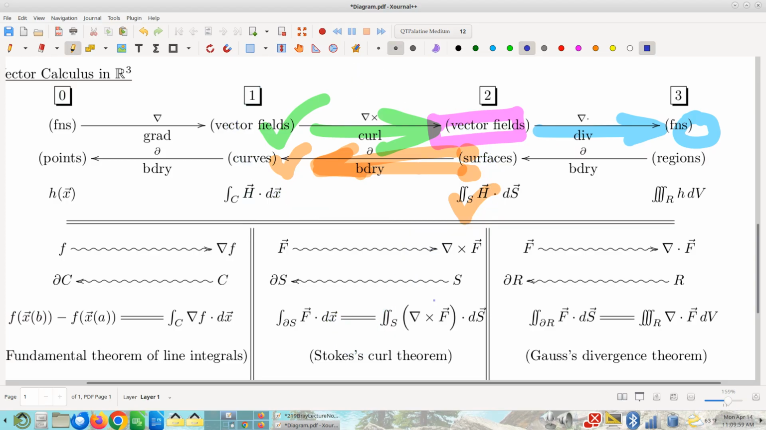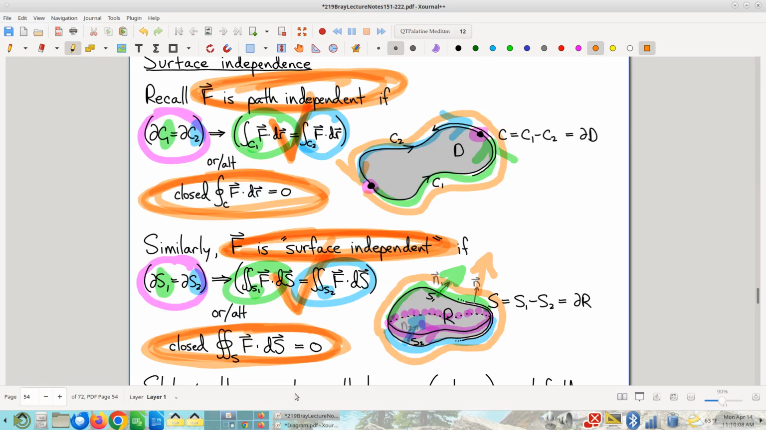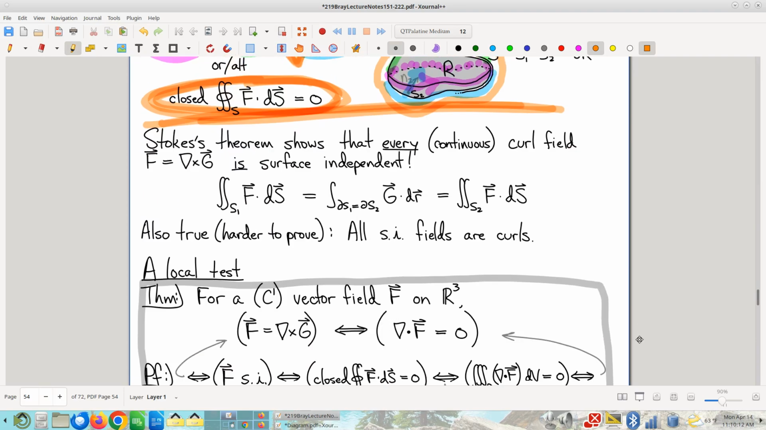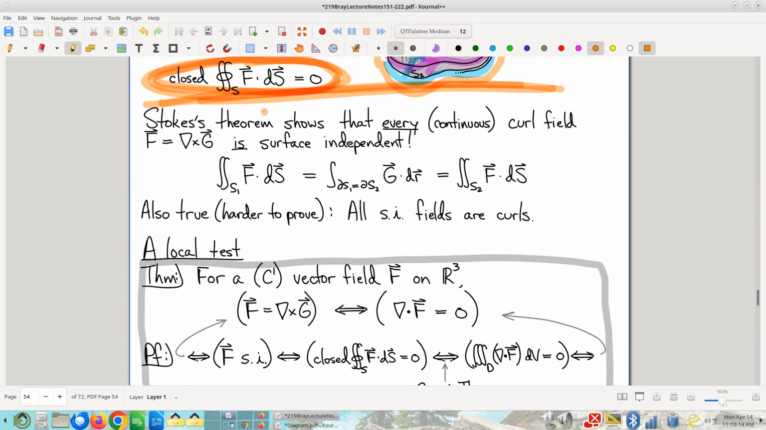So let's see here now. I believe I have, let's see. No, I am out of time. Okay, so that's set up for where we will pick up next time. And what we will do next time, you'll notice we're going to use Stokes' theorem and we're going to use the divergence theorem.